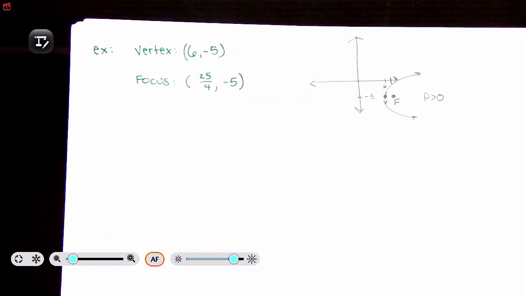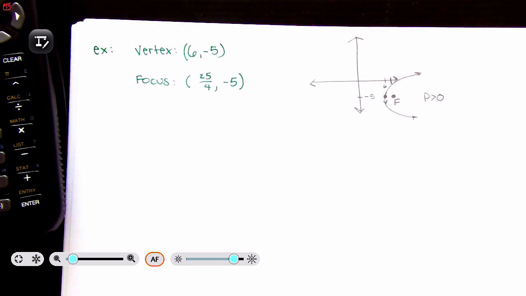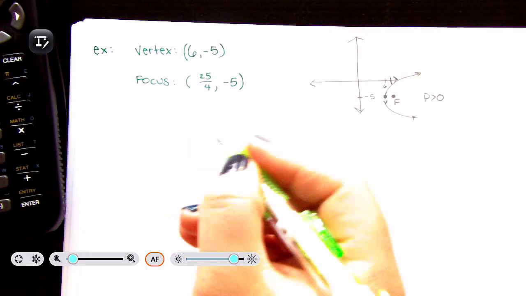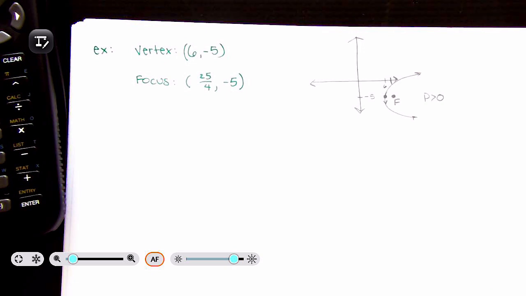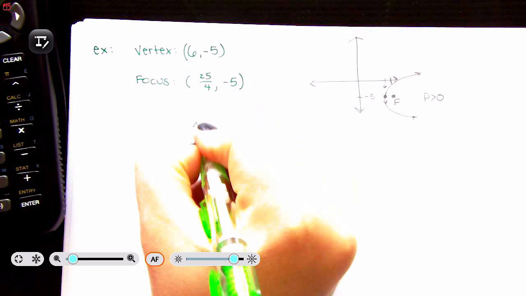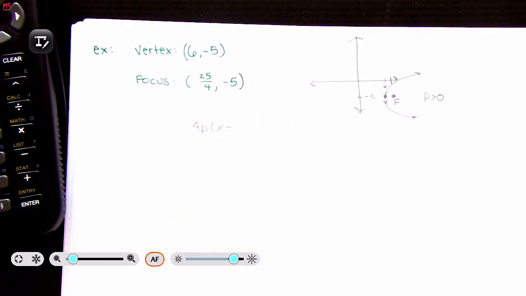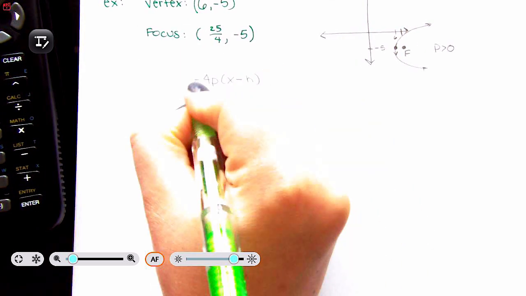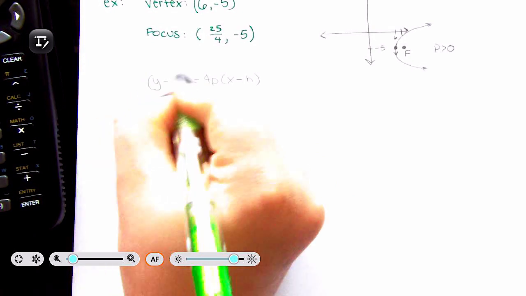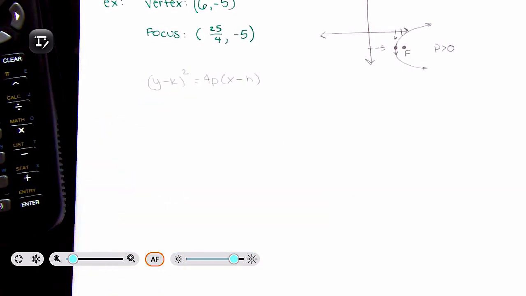So be careful. Since it is opening to the right, similarly, if it were opening to the left, our equation now changes. Let me back up. It's opening to the right. A right is a horizontal change. Horizontal is the x-axis, so p is attached to x. So we have 4p times x minus h, remember, h is always attached to x, and that means y minus k is the one that's being squared. So that's the first thing that changes.